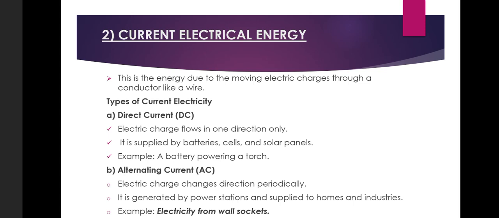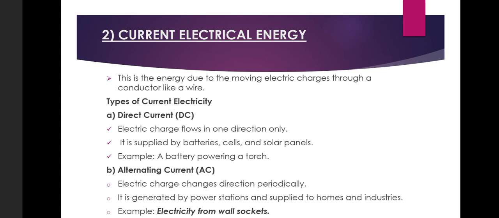Current electrical energy is normally divided into two types. There is a type that we are calling direct current, and there is another type that we are calling alternating current. Direct current is electric charge that is flowing in one direction. A good example is when the battery that is powering a torch is being used, and the current within it is moving from one point to another, particularly in one direction.